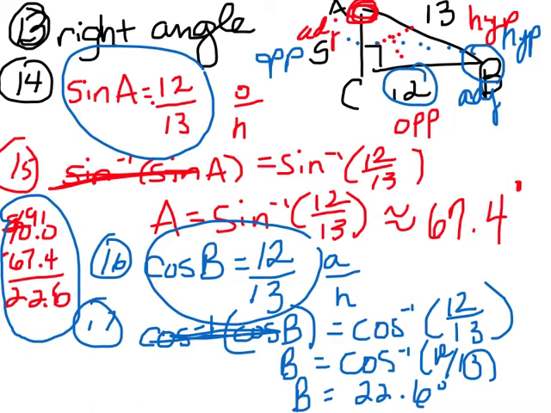Okay, so we found angle B. We know what both of the angles are. Question 18 says, in what ways are A and B related, which we've already stated, so just tell me back again, how are angles A and B related? Complementary.